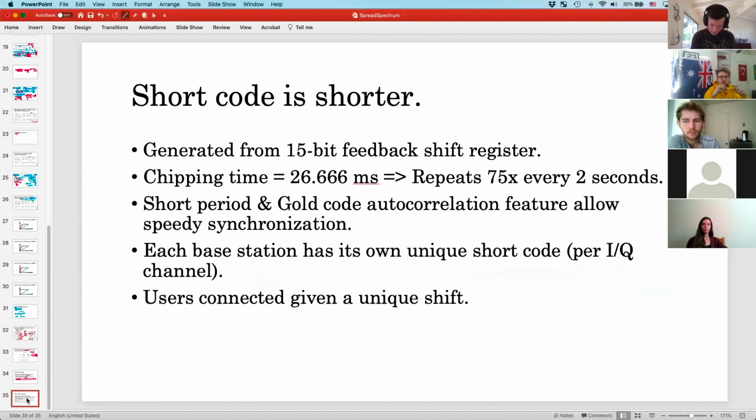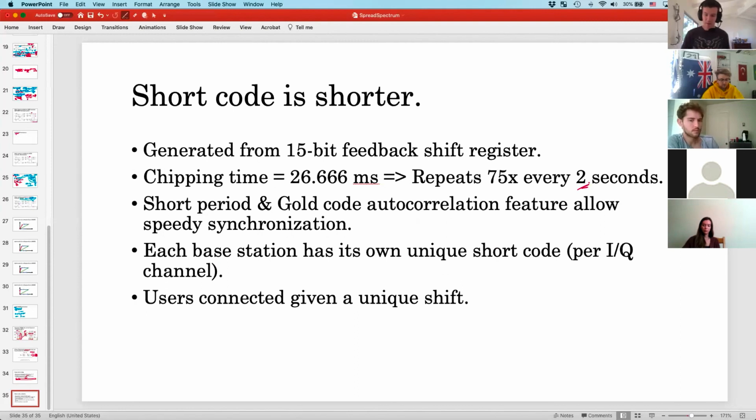And then the short code is what's used for encoding in each base station cell. It's generated from this 15-bit maximum length shift register that we talked about a couple days ago. You want it to be short because you want either the base station or the mobile to be able to identify where the repetition is. So the idea is that you can tolerate a delay of up to 2 seconds while the mobile phone searches for the quote-unquote start point in the code.